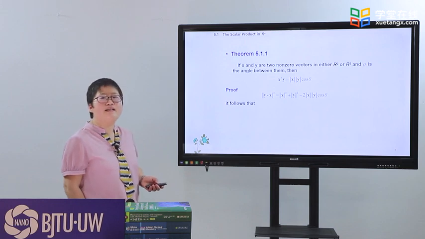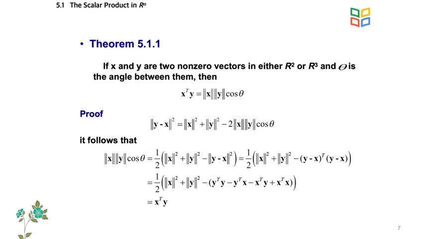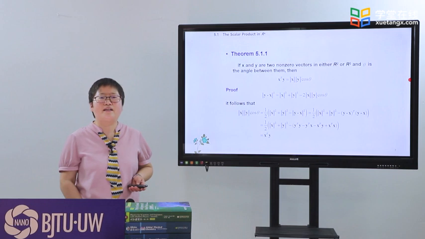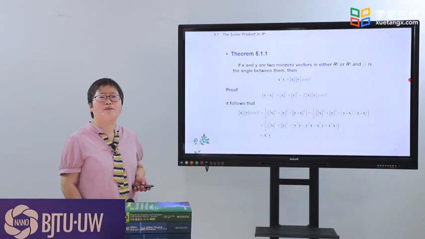Then it follows that the length of x times the length of y times cosine theta equals 1 over 2 times the length of x power 2 plus the length of y power 2 minus y minus x's length power 2. And then by just calculation, we can get eventually that this length of x times length of y times cosine theta just equals x transpose y, this scalar product. So this scalar product just equals length of x times length of y times the cosine theta, where theta is the angle between x and y.